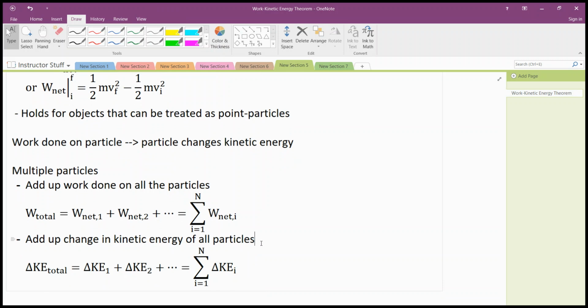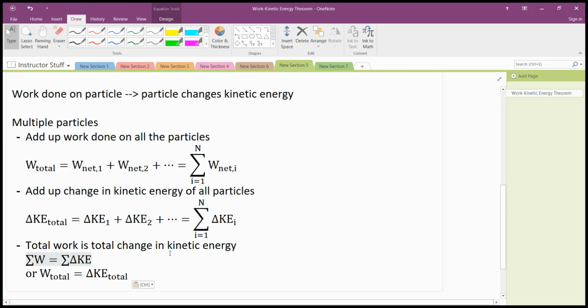Then we can apply the work kinetic energy theorem to all these particles. The theorem states that the total work done that we calculated up here is equal to the total kinetic energy change that we calculated over here. So add up all the works, and it's equal to the sum of all the kinetic energy changes of all the objects. Or, to write it more shortly, work total equals the change in kinetic energy total.